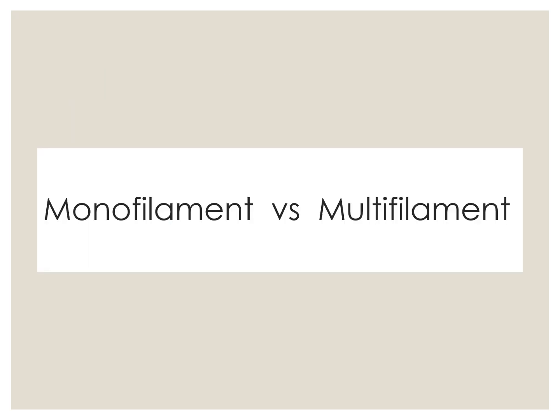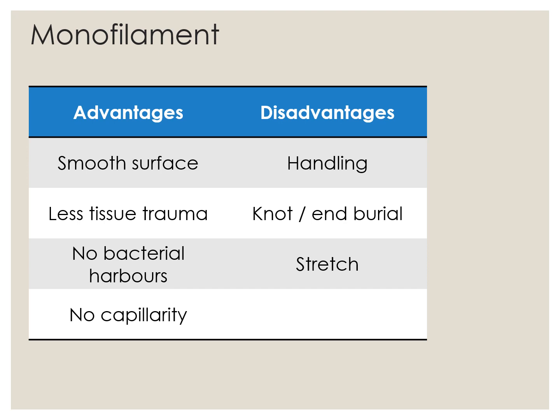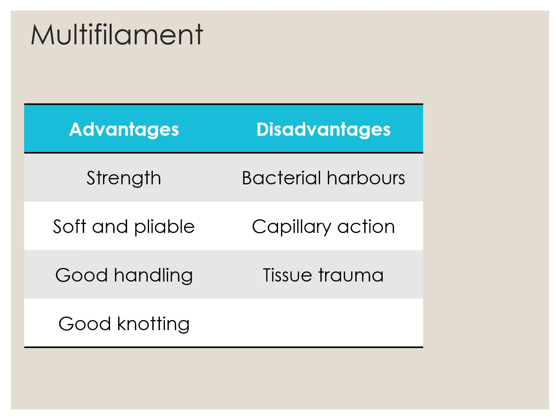Now we'll see monofilament versus multifilament. In monofilament, advantages are they have smooth surface, they have less tissue trauma, no bacterial harbors as they have less surface area, and no capillarity. Disadvantages are handling, knotting is quite difficult in monofilament sutures as they have memory, and they are stretchless.